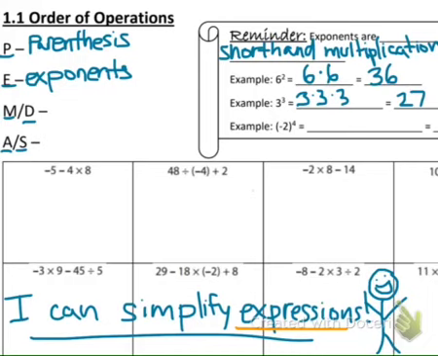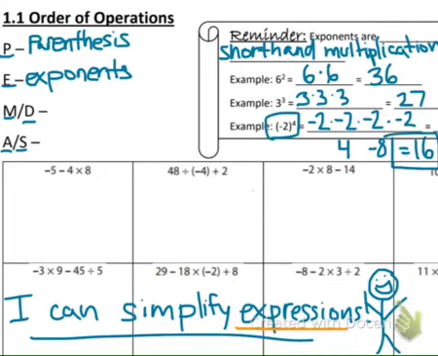So we've got negative 2 to the 4th power, doing negative 2 times negative 2. What's negative 2 times negative 2? Positive 4 times negative 2. 4 times negative 2 is negative 8, because a positive times a negative is always a negative. Times negative 2 one more time, and we have negative 8 times negative 2. A negative times a negative is a positive 16. And so negative 2 to the 4th power is 16.